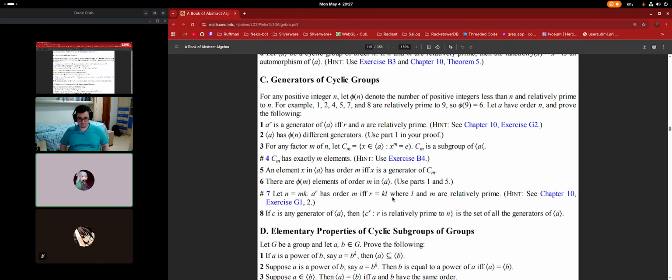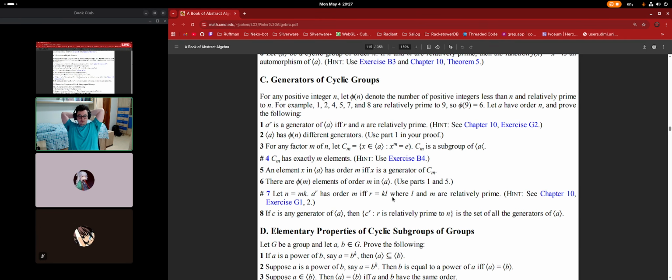Well, if Tevo doesn't have a comment about C, I have one actually. When I was thinking about this whole series of exercise C, I didn't realize at first that there would be more than two generators for a finite cyclic group, but there actually can be.